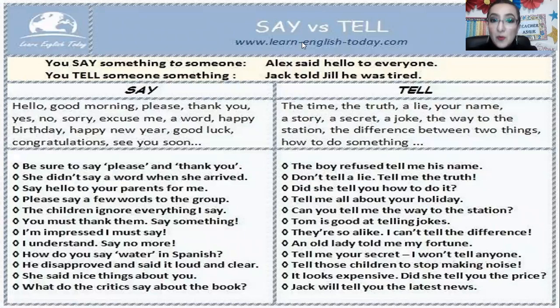You say something to someone. Alex said hello to everyone. You tell someone something. Jack told Jill he was tired. Say hello, say good morning, say please, say thank you, say yes, say no, sorry, excuse me, a word, happy birthday, say happy new year, say good luck, congratulations, or see you soon, right? Or we can use tell the time, tell the truth, tell a lie, tell your name, a story, a secret, a joke, the way, the difference between two things, or how to do something.